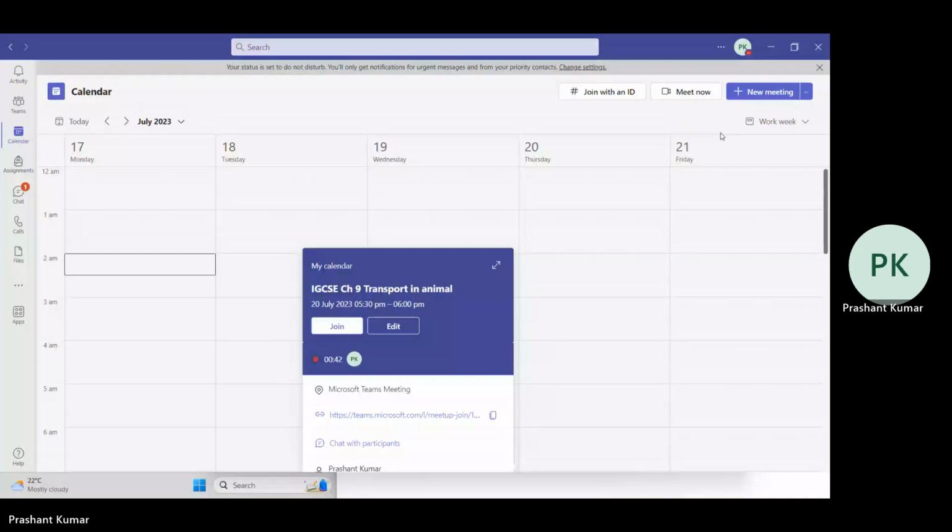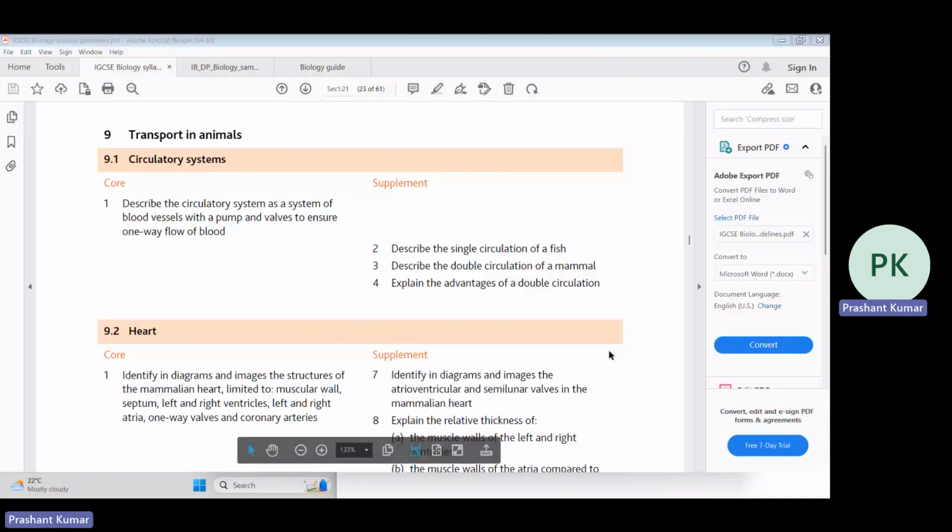This topic is very important from an exam point of view, where you will see the syllabus guide. So let me discuss the syllabus guide of this topic. In this section, we are going to discuss transport in animals, and this chapter is quite big, so we'll split this video into two halves.